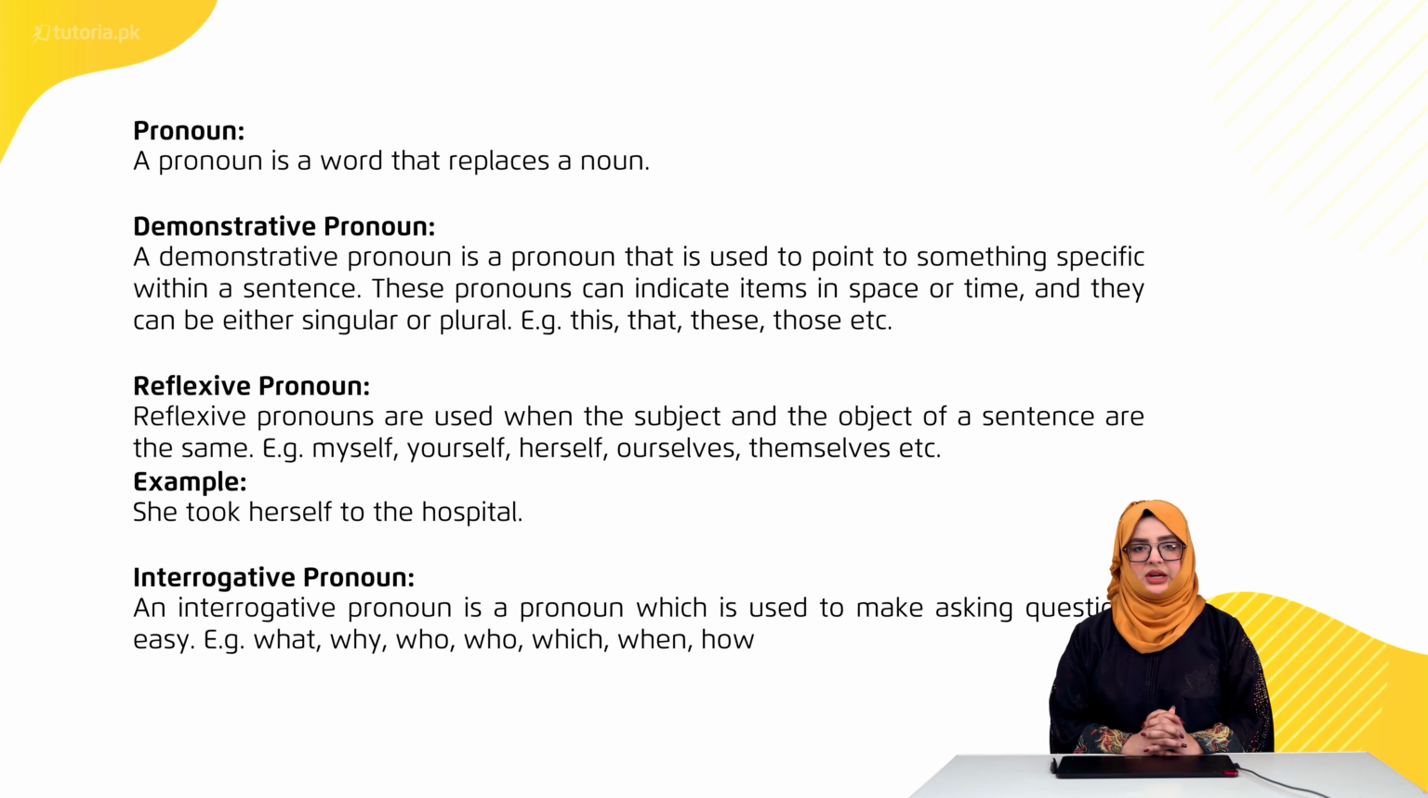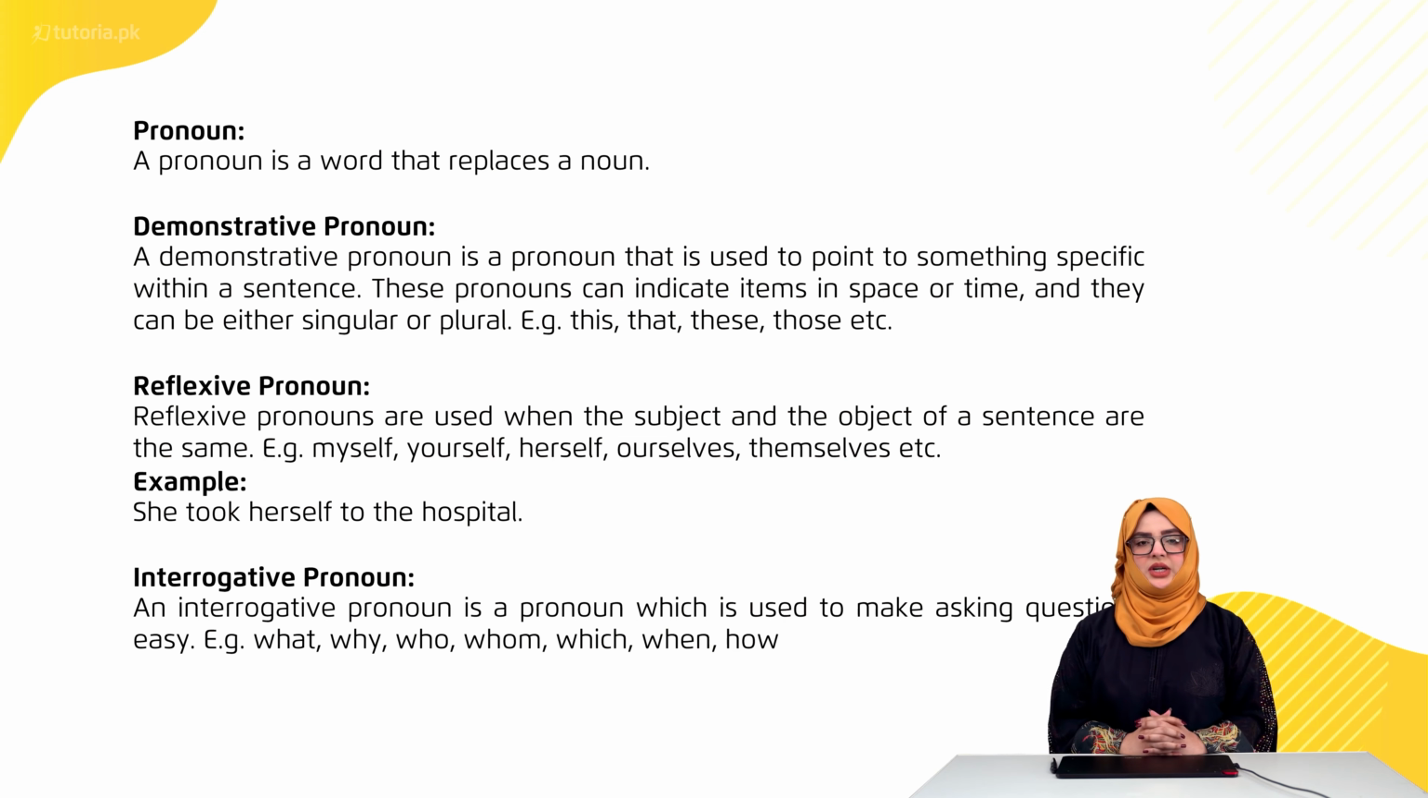Then, the second type is reflexive pronoun. Reflexive pronouns are used when the subject and the object of a sentence are the same. Example, myself, yourself, herself, ourselves, themselves, etc. इसमें self वाले word use होंगे. Example इसकी है, she took herself to the hospital. मतलब वो खुद को hospital लेके गई और खुद ही लेके गई, तो subject और object same हुए.